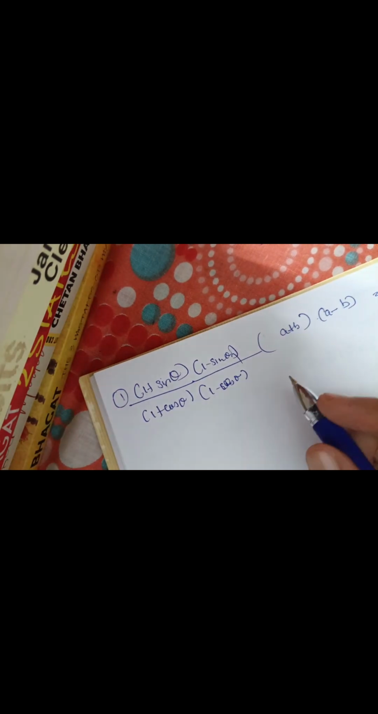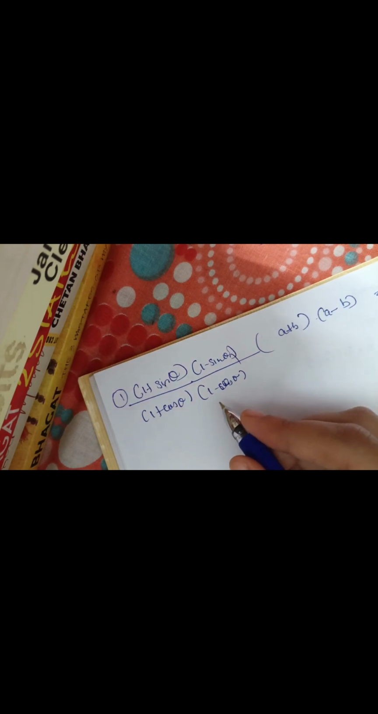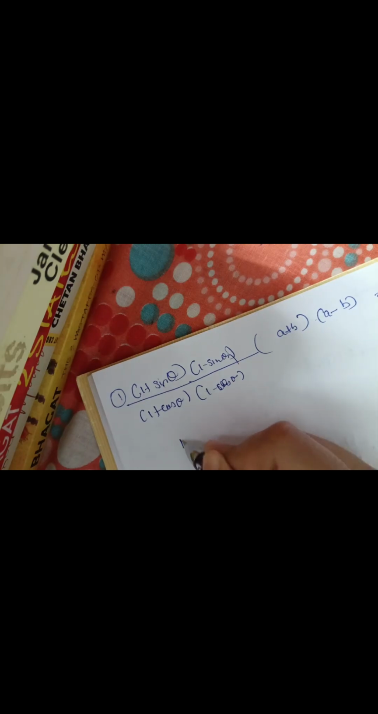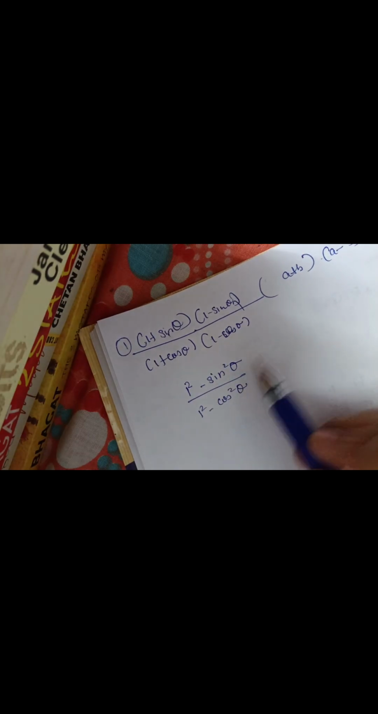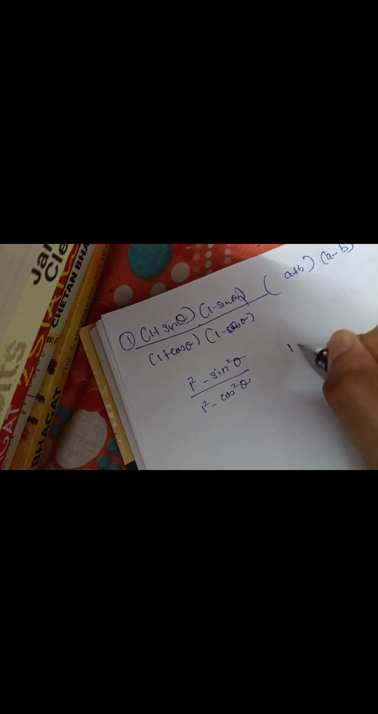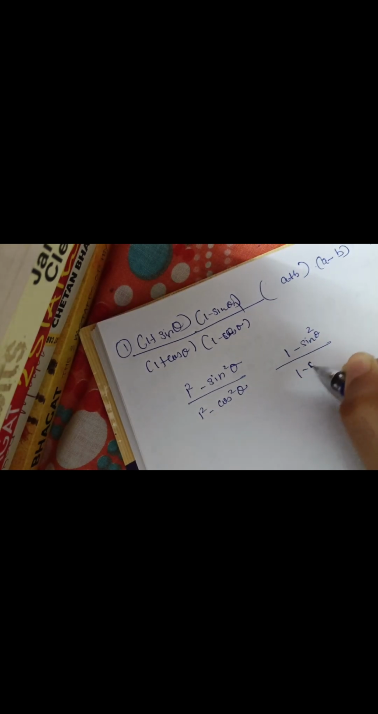So we can simply conclude the answer that a square, that is 1 square, minus sine square theta by 1 square minus cos square theta. Always note that we never say that it is sine theta square. We always mention it as sine square theta. And 1 square is 1. So 1 minus sine square theta by 1 minus cos square theta.